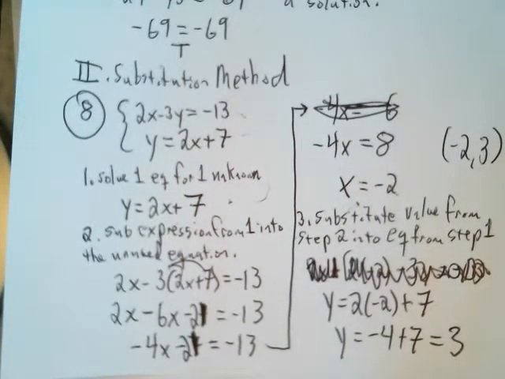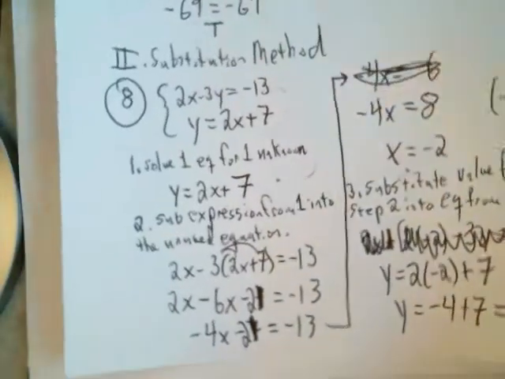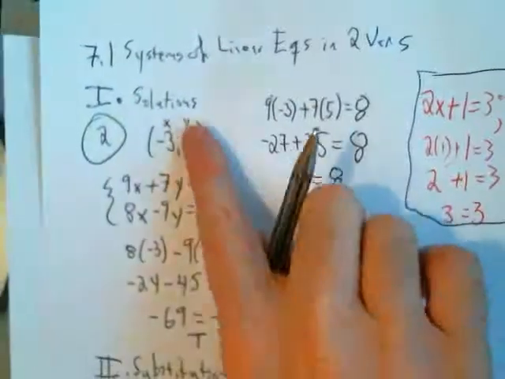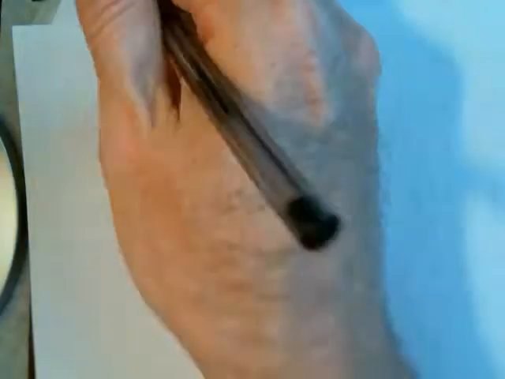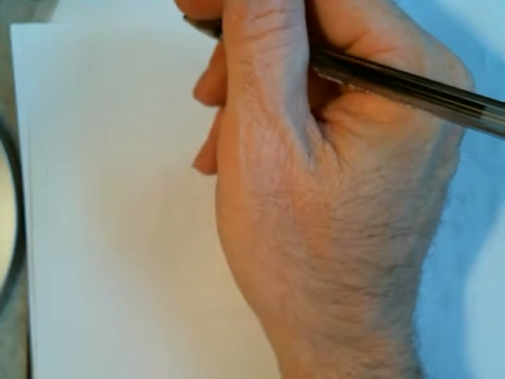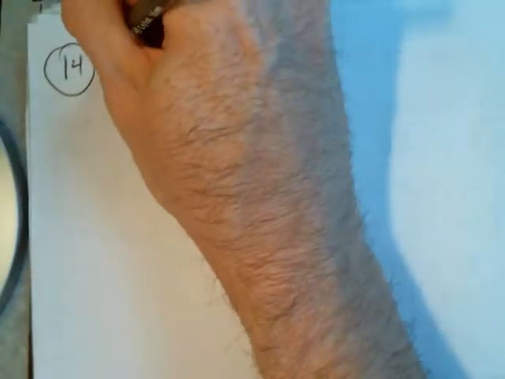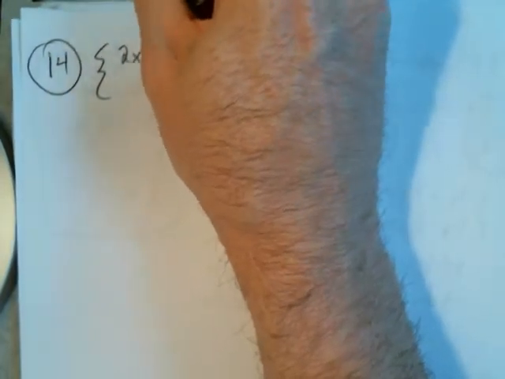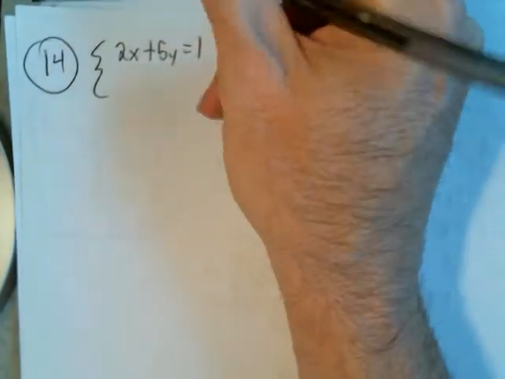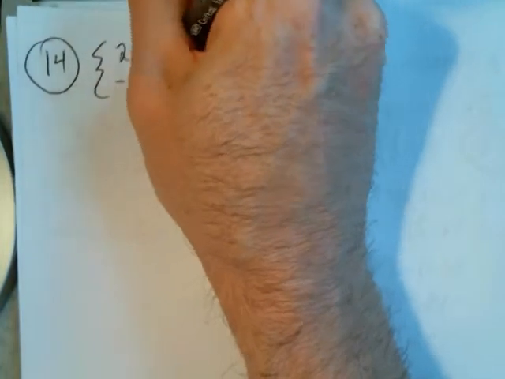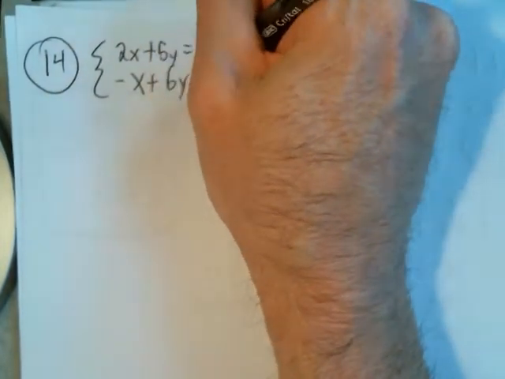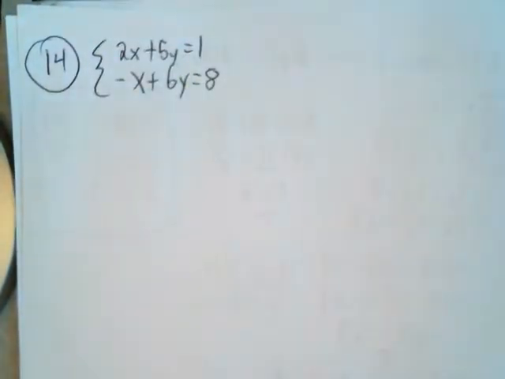You can always check. Usually I won't check. But you can check it in the same way we checked in problem 2 here. Okay, so now we just want to look at a couple more, and then we have another method for solving these systems. Anyways, so here's number 14, and my system is 2x plus 5y is 1, and then my other equation, negative x plus 6y is 8.